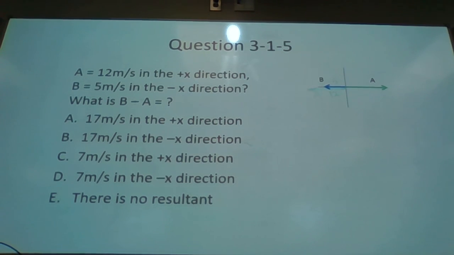Does that make sense how we're doing that? And that's how you subtract. And that's the end of that lesson.